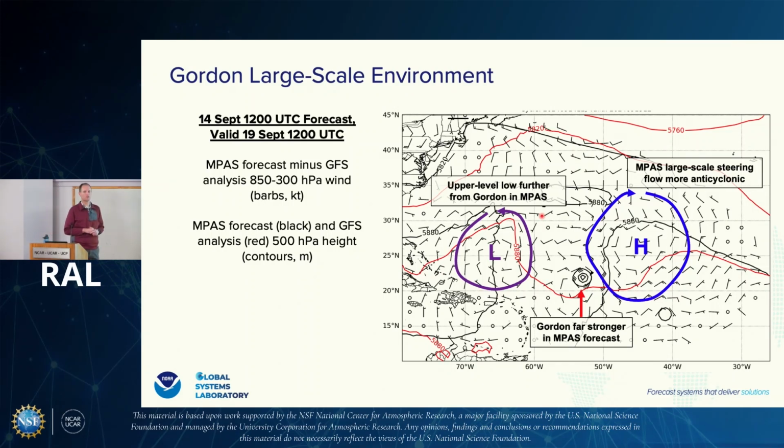So this analysis here is looking at a representative forecast cycle, this being 14th of September at 12 UTC, so sort of earlier in Gordon's life, valid at 19 September 12 UTC. So this is a 5-day forecast from our model. I'm taking the MPAS forecast and subtracting out the corresponding GFS analysis as a proxy for observations or for truth, looking at the 850 to 300 hectopascal wind difference as a proxy for the steering flow for the cyclone. So looking at differences in how the steering large-scale environment for Gordon is represented in our model versus in the proxy for reality from the GFS analysis. And we also do that in the black and red contours for the 500 hectopascal height, where the MPAS forecast is in solid black and the GFS analysis is in the solid red.